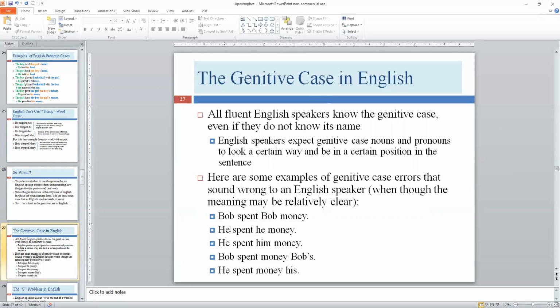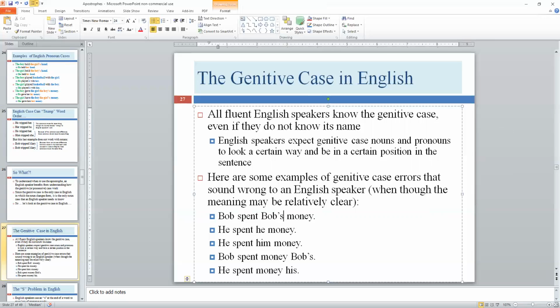Okay, but to prove that to you, let's look at some examples. How many of us would write this sentence? Bob spent Bob money. We wouldn't write this. We would write Bob spent Bob's money, right? How many of us would say he spent he money? None of us would say that. We'd say he spent his money. He spent him money? Does it make sense? We'd say he spent his money.